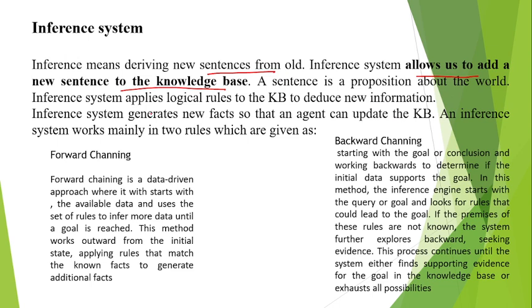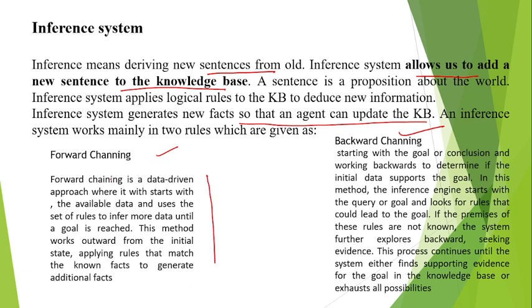About the world. Inference generates new facts so the agent can update knowledge. It is divided into two parts, that is forward chaining and backward chaining. As we move on to the coming slides, or coming videos, we are going to see different things about forward chaining and backward chaining.